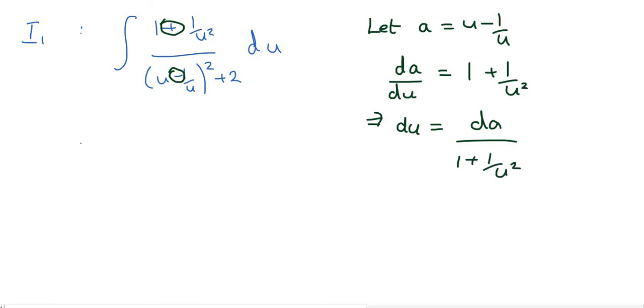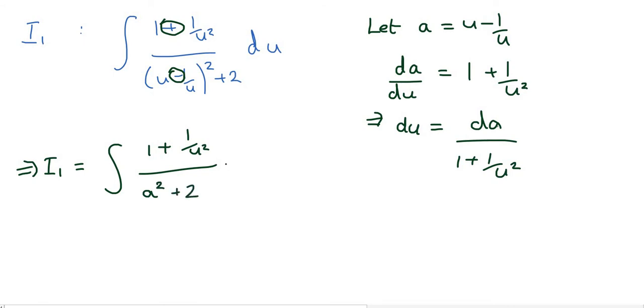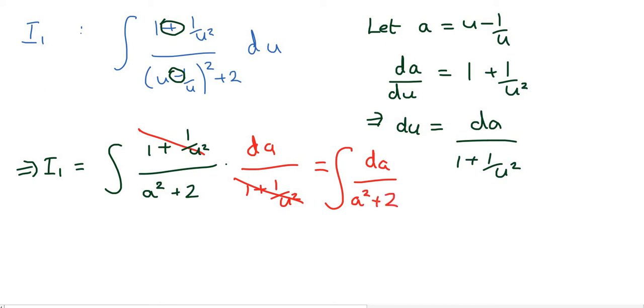Great, and now we can rewrite our integral. So therefore I1 equals, let's just leave the top as it is for now, 1 plus 1 over u squared. Remember, a is u minus 1 over u, so this just becomes a squared plus 2, and we've still got this du term. So du is dA over 1 plus 1 over u squared. And this is where the magic happens. So this cancels with this, and we are left with dA over a squared plus 2.